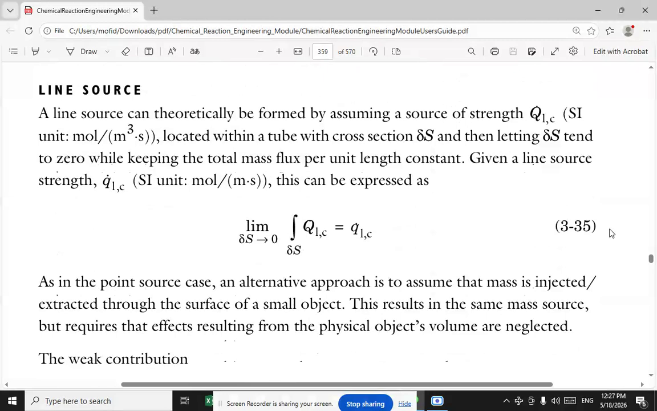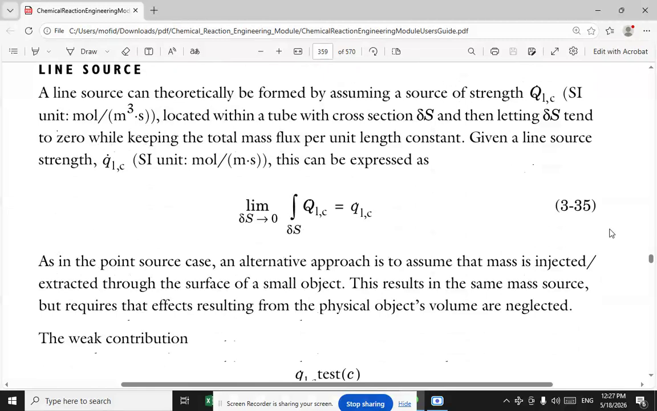This can be expressed as the limit as delta S tends to zero, and the integral's lower boundary is delta S, so that Q_LSC is equal to Q_LSC as in the point source case. An alternative approach is to assume that mass is injected or extracted through the surface of a small object. This results in the same mass source but requires that effects resulting from the physical object's volume are neglected.